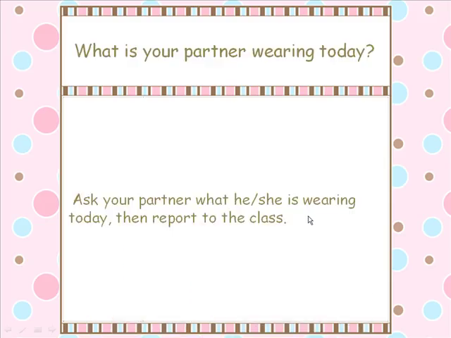And then I ask them to practice with their partner, ask their partner what he or she is wearing, and then report to the class. For example, Susan is my partner. Today she's wearing a pair of black jeans and a white jacket.